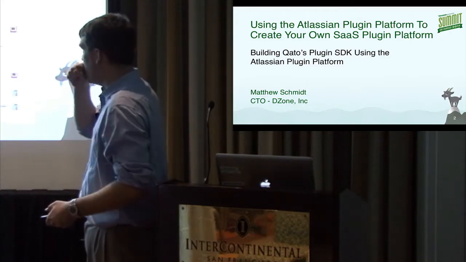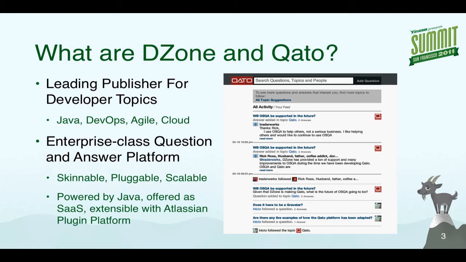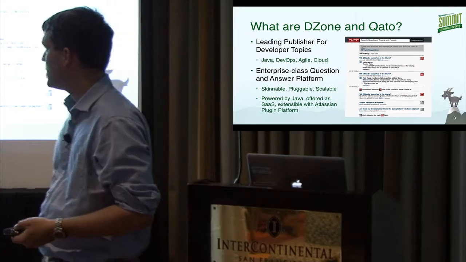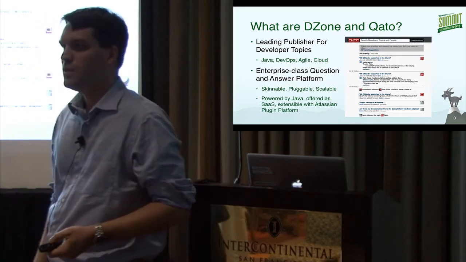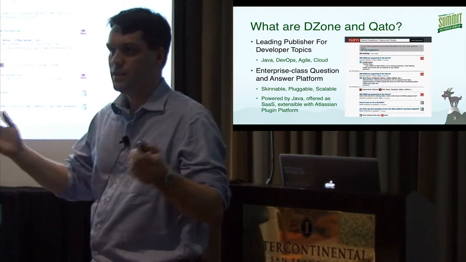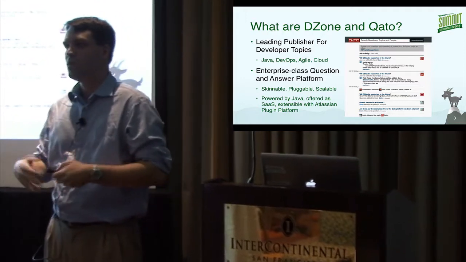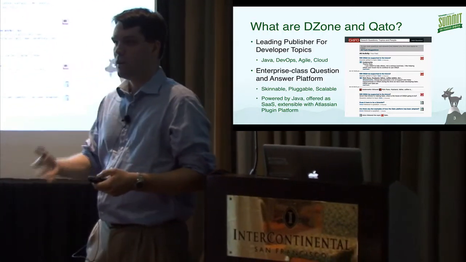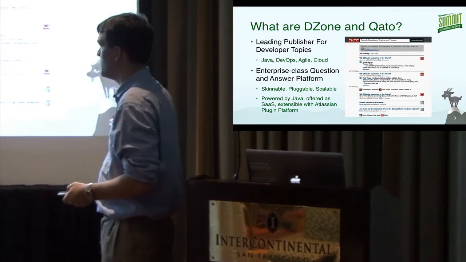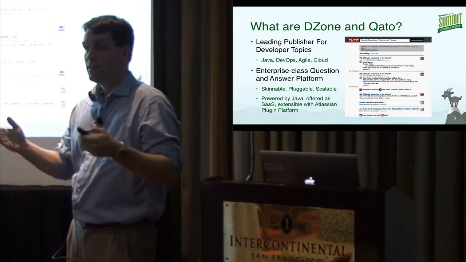And so as I said, DZone is a leading publisher for developer topics. We cover things like Java, Agile, DevOps, Cloud, pretty much everything that you can imagine. We also are building an enterprise-class question and answer platform called Qato. So basically, if you can imagine Quora or Stack Overflow or any of the Yahoo Answers, we are allowing companies to take that behind the firewall or publicly facing to provide support communities for their customers. So we needed to be able to provide plugins and didn't want to recreate the wheel.